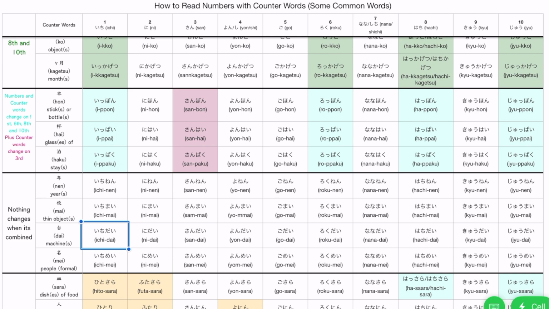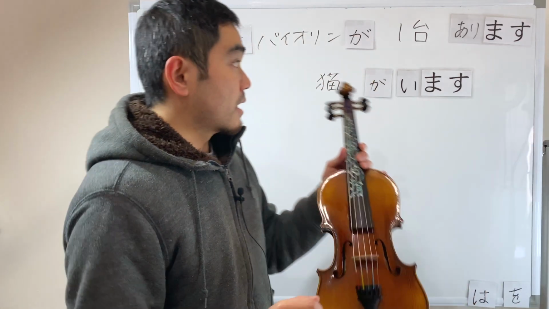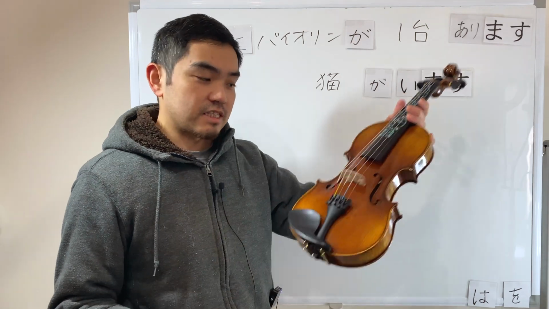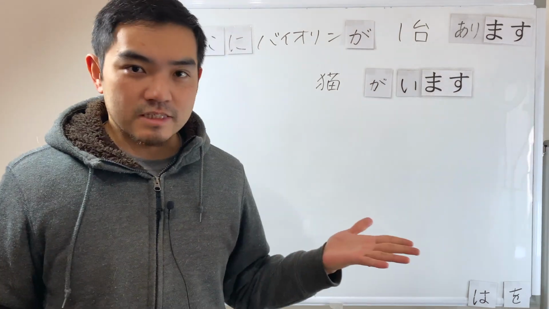It's simple, right? So these are 年, 毎, 台, 名. These counter words are just combined with the numbers, how we say. So for example, 1台, 2台, right? So when I have 9 violins, so violin is 台, which means 9台, right? So バイオリンが9台あります。Right? That's how we say.